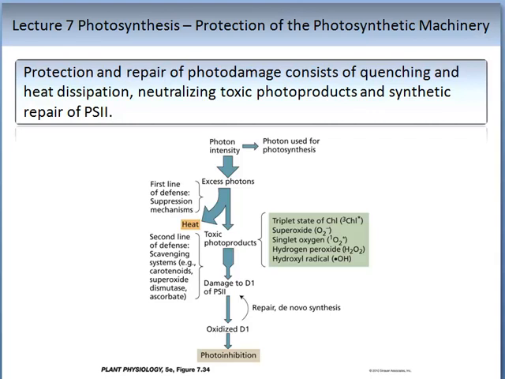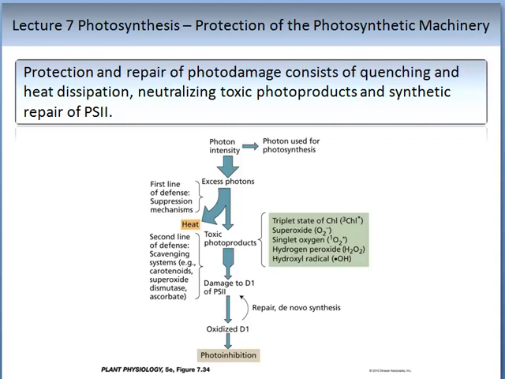Protection and repair of photo damage consists of something called quenching and heat dissipation. It involves the neutralizing of toxic photoproducts and the synthetic repair of photosystem 2. We have a diagram that sums this up on the slide.